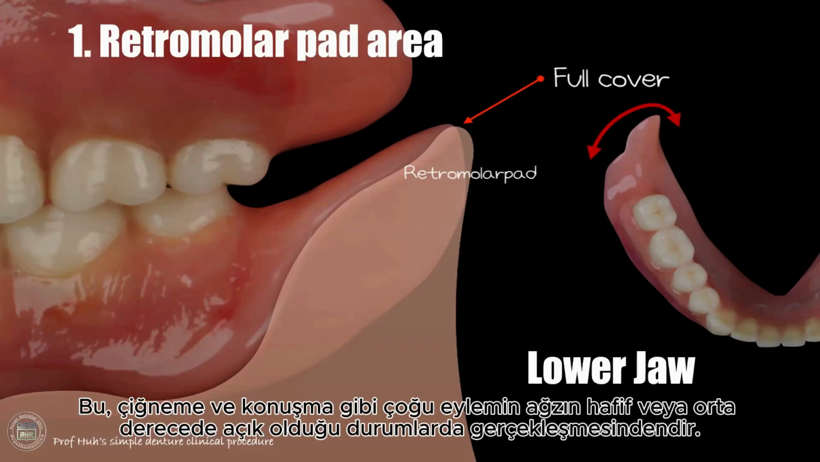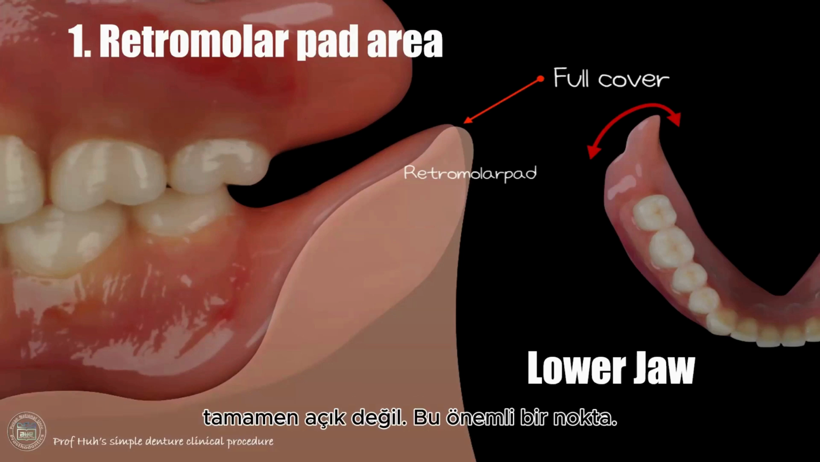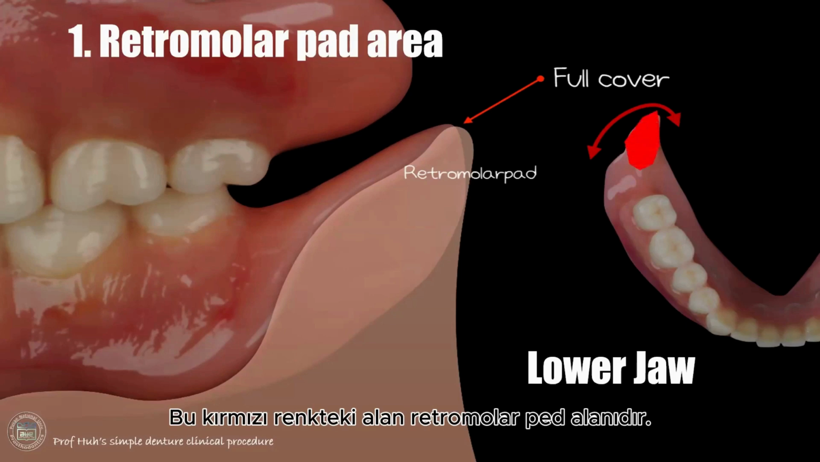This is because most actions like chewing and talking happen when the mouth is slightly open or moderately open, not wide open. So that is the key point. This red colored area is the retromolar pad area.